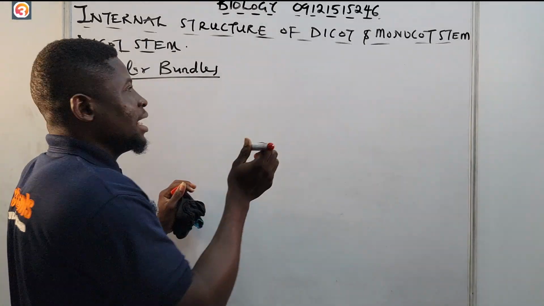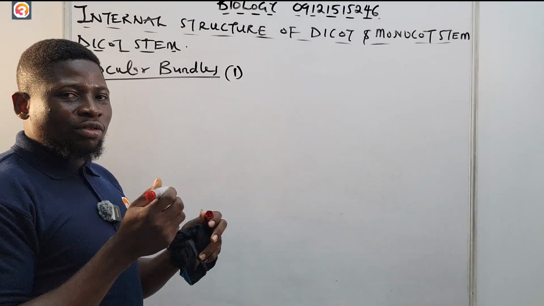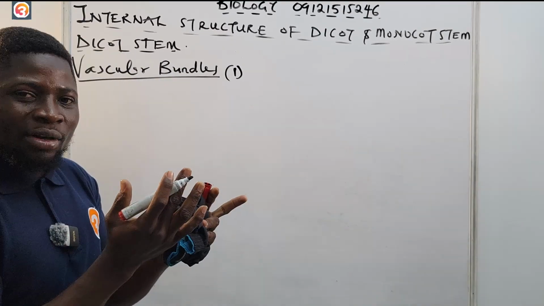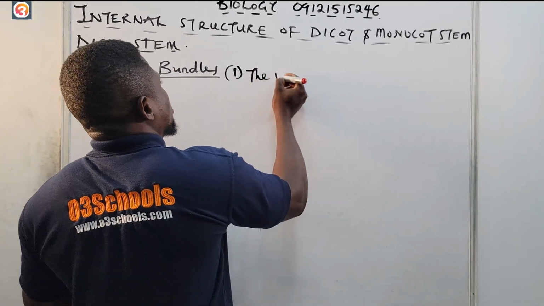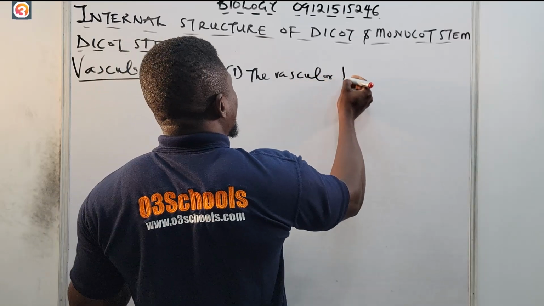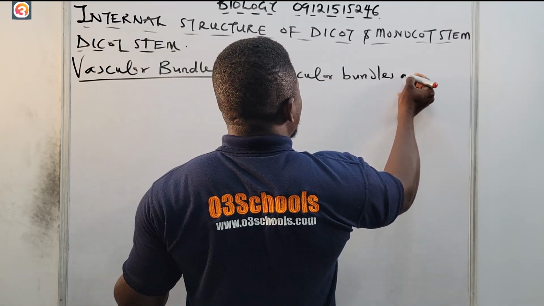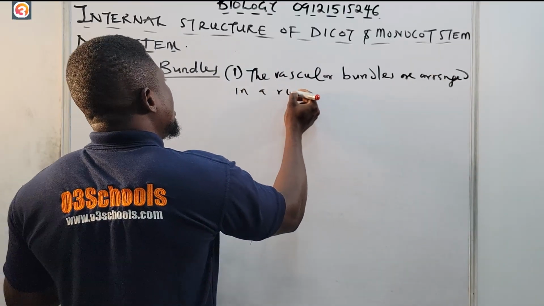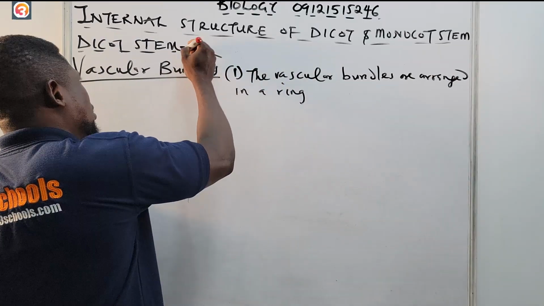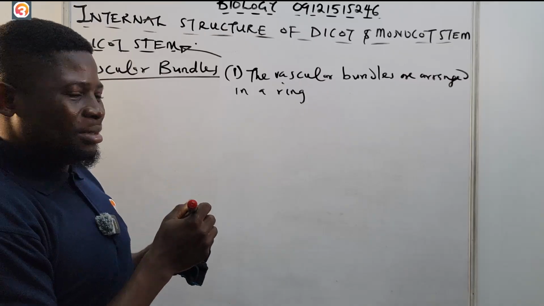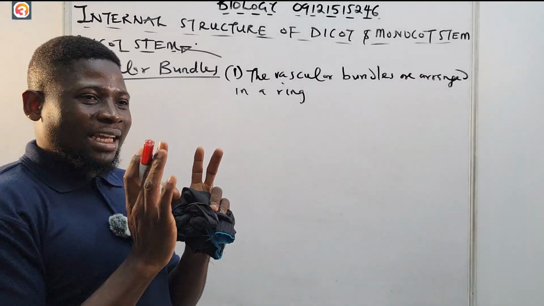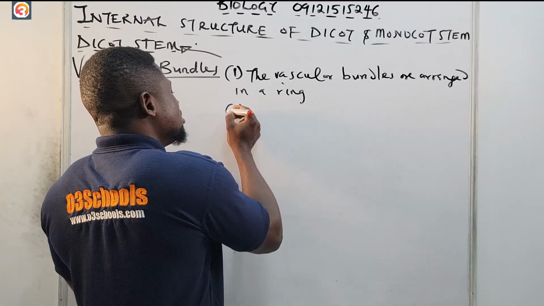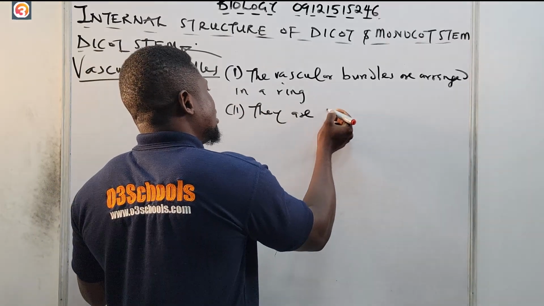Number one, let's talk about the arrangement of the vascular bundles. They are arranged in a ring. So talking about the dicot stem, the vascular bundles of the dicot stem are arranged in a ring, and they are collateral. Number two, I'll explain what collateral means right now.